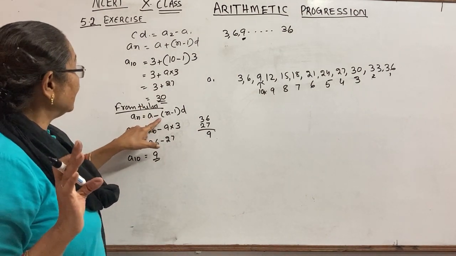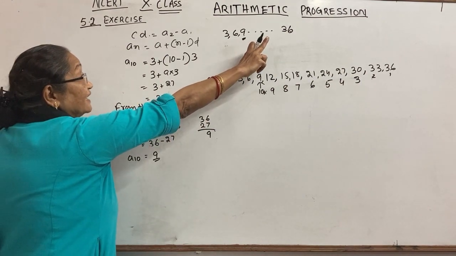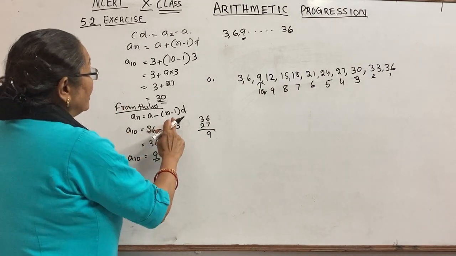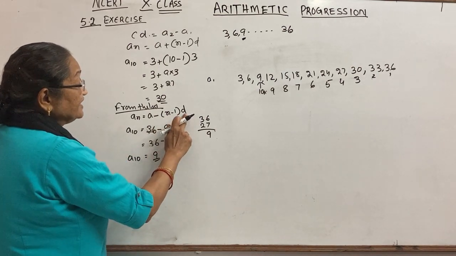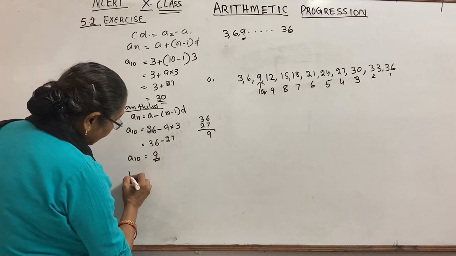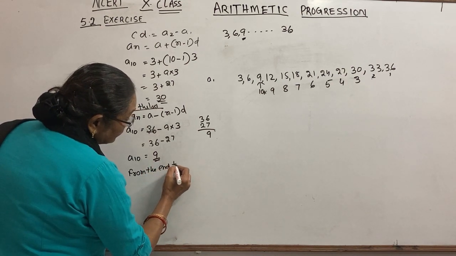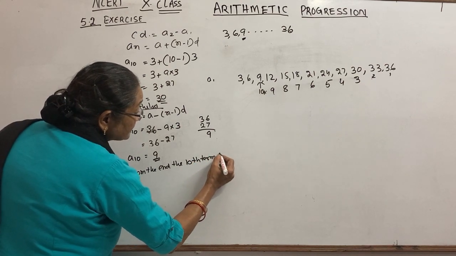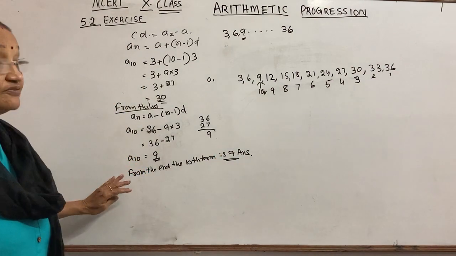Okay, that much only you remember. So A minus n minus 1 into d. So our A will be what? From the end, from there you will start, that is our 36 minus how many terms? 10 terms, 10 minus 1 is 9, 9 into 3, d is 3, 9 3s are 27. If you subtracted, 9. So from the end, the 10th term is 9. This is the answer. Okay. So this way you will do it.